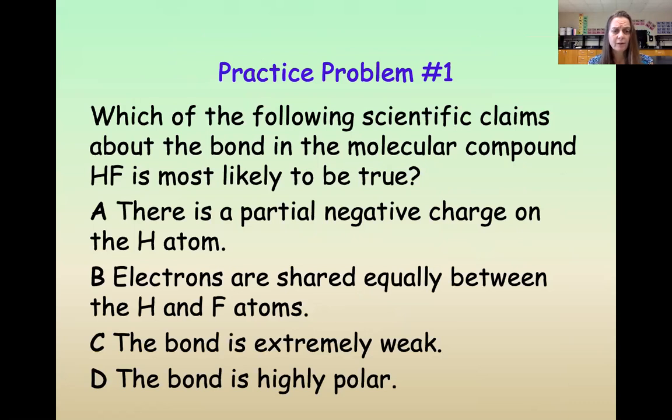Okay, let's do a couple of practice problems. If we think about the bond in the molecular compound hydrogen fluoride, which of these is likely to be true? Is there a partial negative charge on the hydrogen atom? Well, we know that fluorine is more electronegative than hydrogen, so it's going to be the one with the partial negative charge. Are the electrons shared equally between the hydrogen and fluorine atoms? Definitely not. Fluorine is the most electronegative element on the periodic table. It does not share equally with anything except itself. The bond is extremely weak. Well, we said the more polar the bond, the stronger it is, so we know that's not the case. So we have to go with this bond is highly polar.